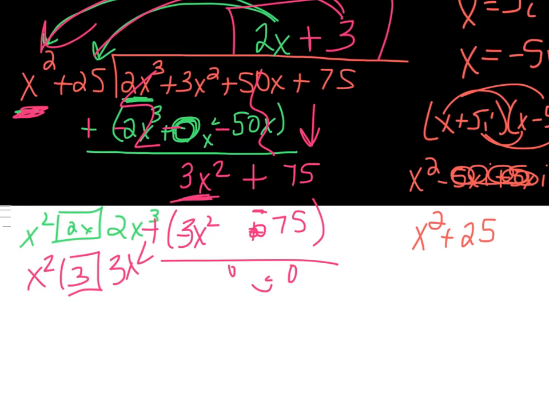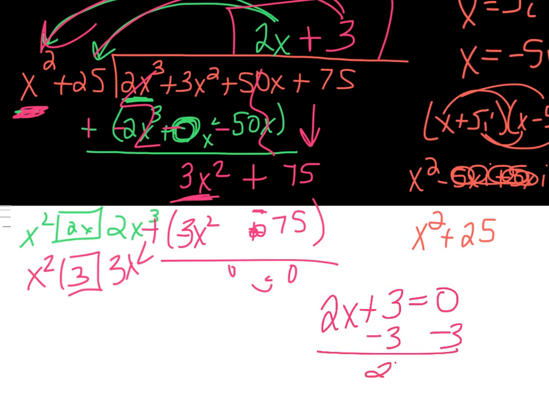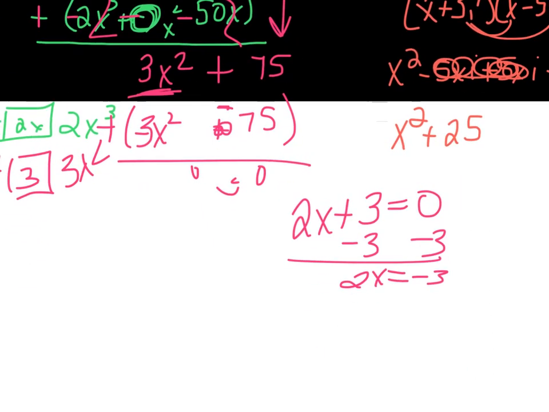How do I find out what that 0 is? 2x plus 3 equals 0. Now what? Minus 3 from both sides. 2x equals negative 3. Divide by 2. X equals negative 3 over 2.